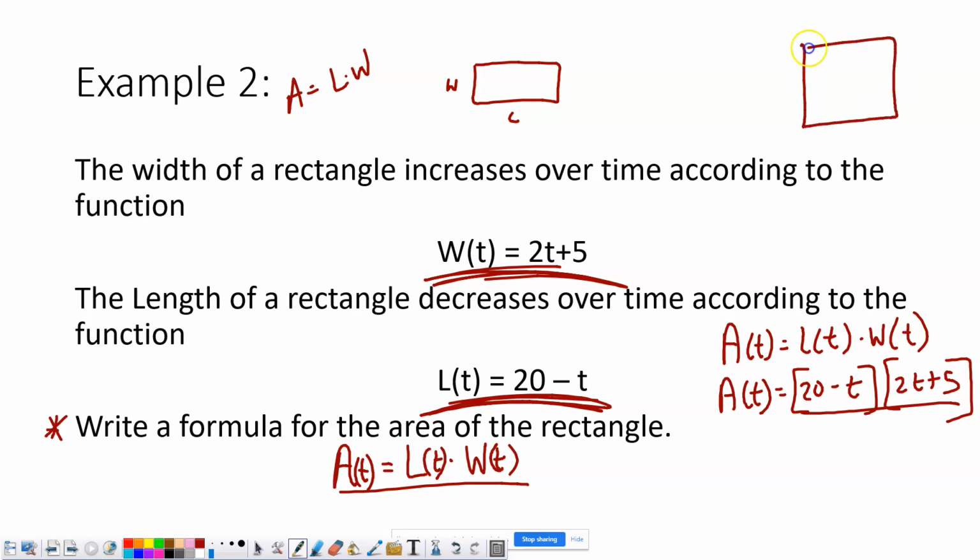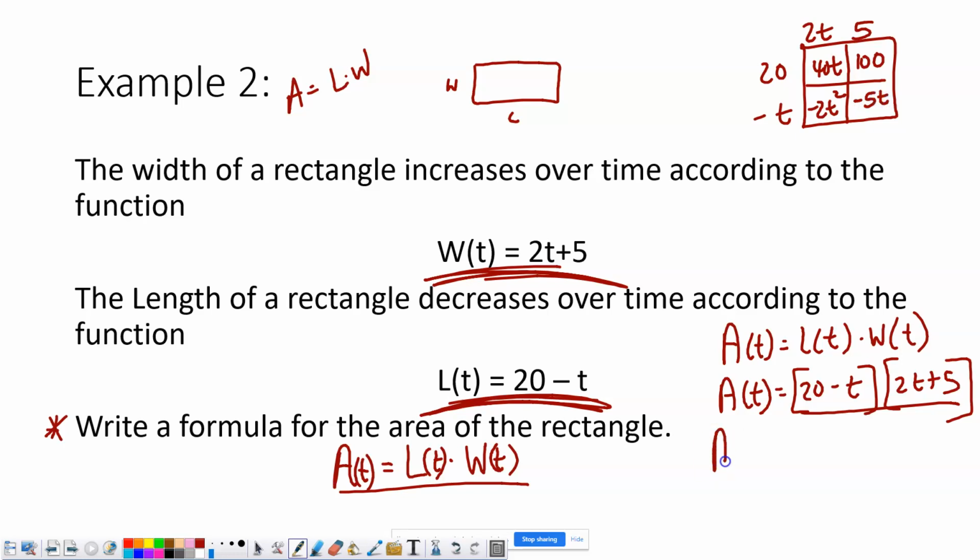I'm going to do the box method up here a little bit. So we have 20 minus t being multiplied by 2t plus 5. So 20 times 2 is 40t. 20 times 5 is 100. Negative t times 2t is negative 2t squared. Negative t times 5 is negative 5t.